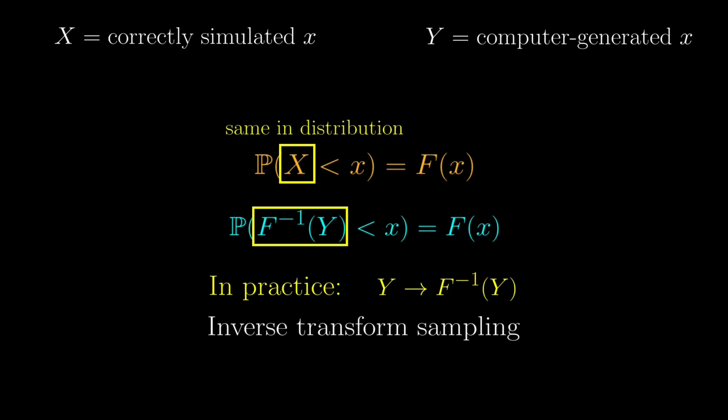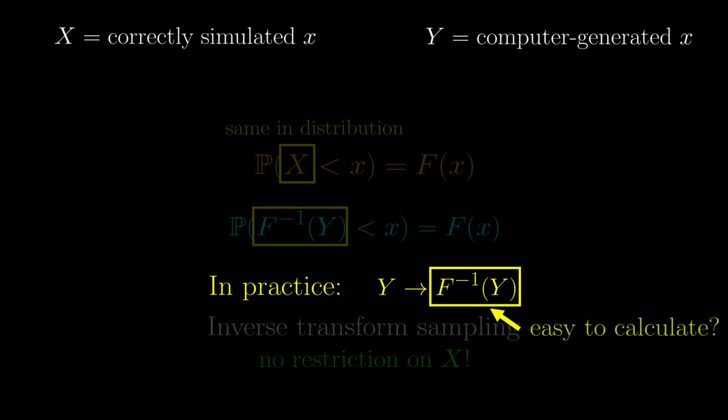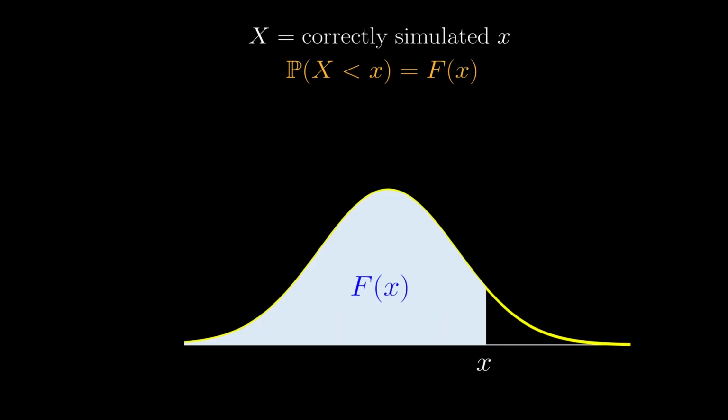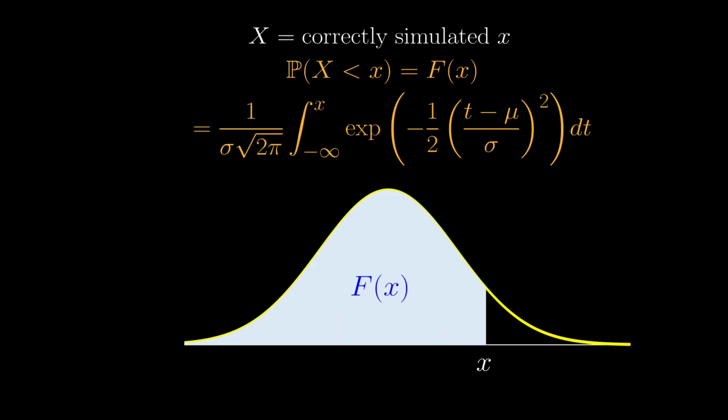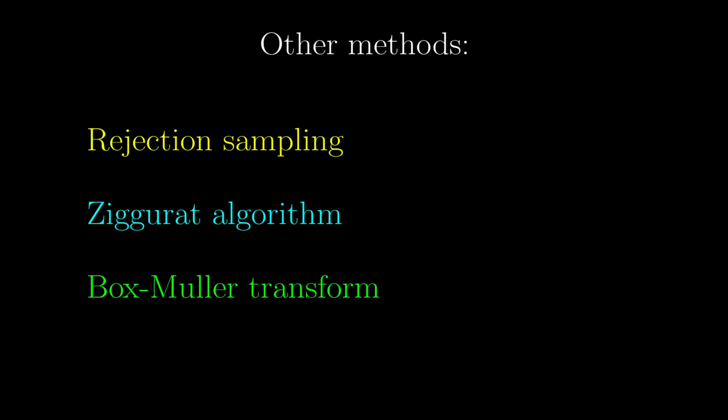The good thing is that x can be anything you want, so you can simulate any distribution. But this technique is only useful if f inverse is easy to calculate. For example, if you want to simulate the normal distribution, f is already pretty complicated, let alone f inverse. In those cases, it's better to use other methods like the Box-Muller transform, which isn't the focus of the video.